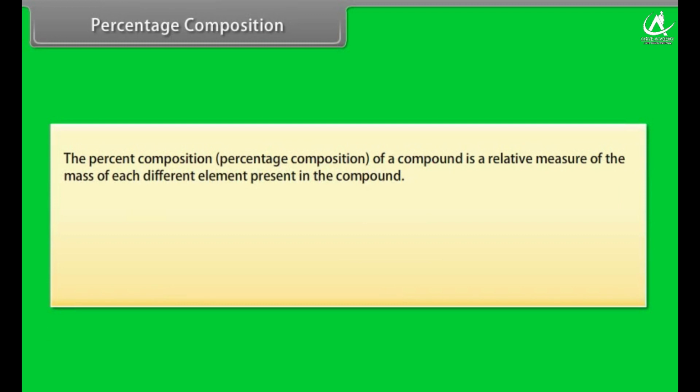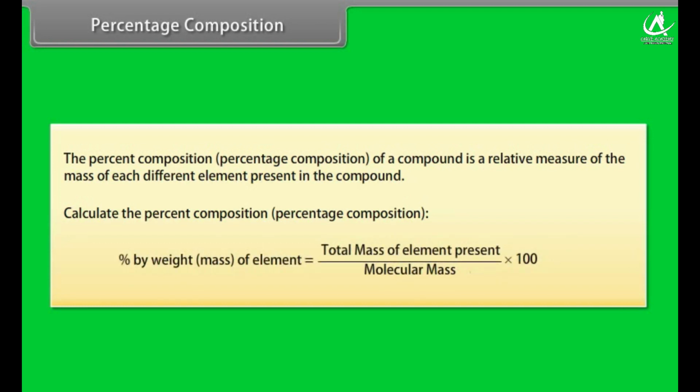Percentage composition. The percent composition of a compound is a relative measure of the mass of each different element present in the compound. Calculate the percentage composition by weight: mass percent of an element is equal to the total mass of the element present divided by the molecular mass, times 100.